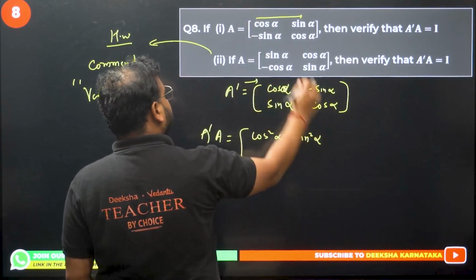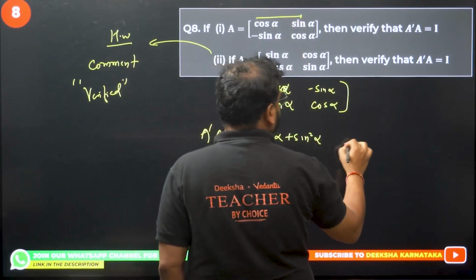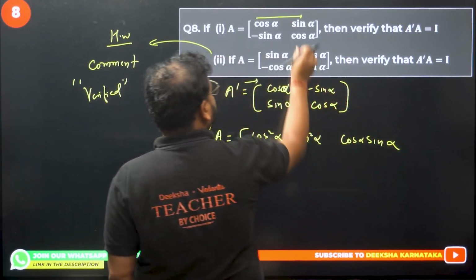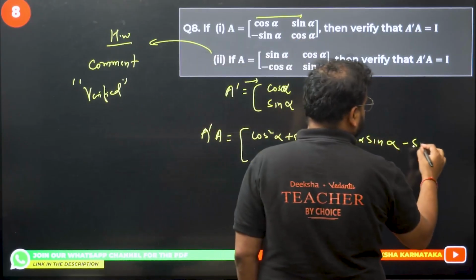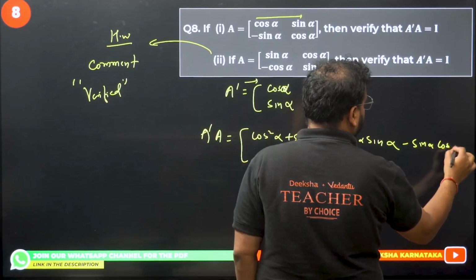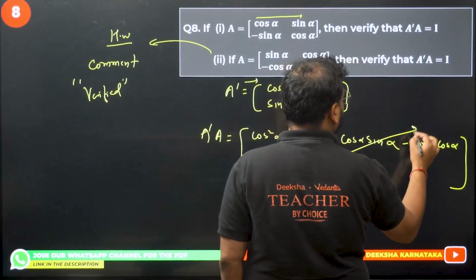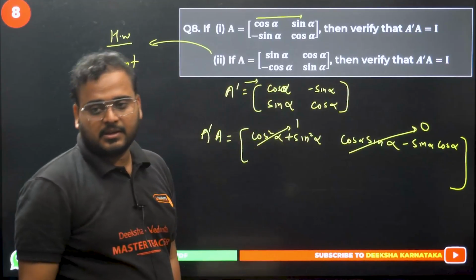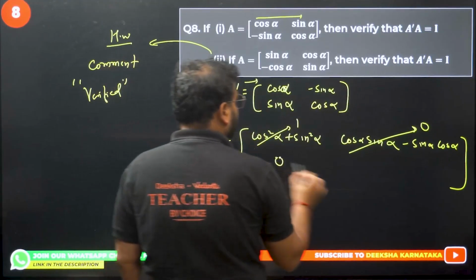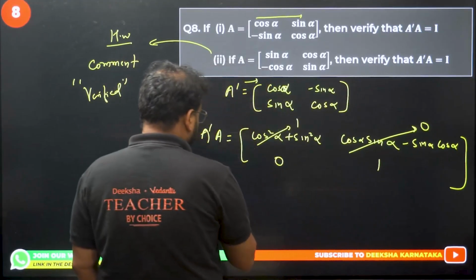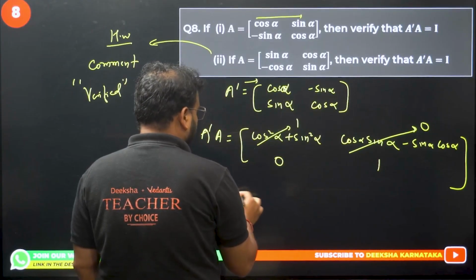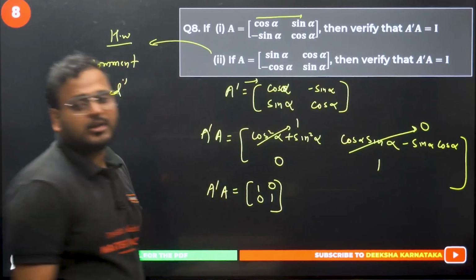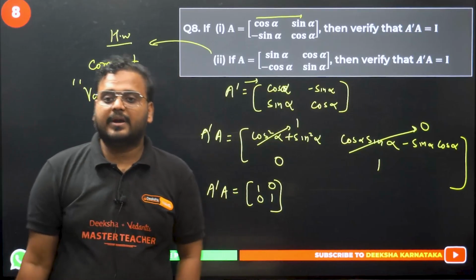Next, first row, second column. Cos sine: you'll have cos alpha, sine alpha, and then you'll have minus sine alpha, cos alpha. You all know this is 0. This is 1, right? 0 and 1, you'll get this also as 0 and this also as 1. Your answer will come as A transpose A equal to 1 0 0 1. So identity matrix of order 2 again. Question number 8 is again done.